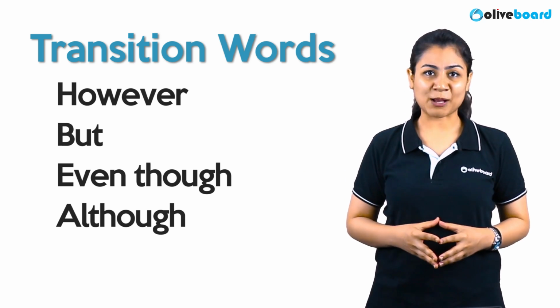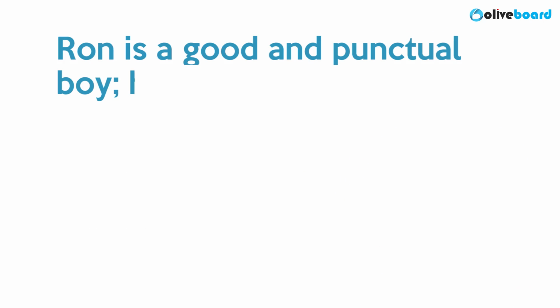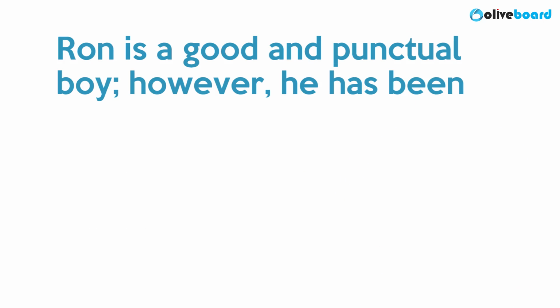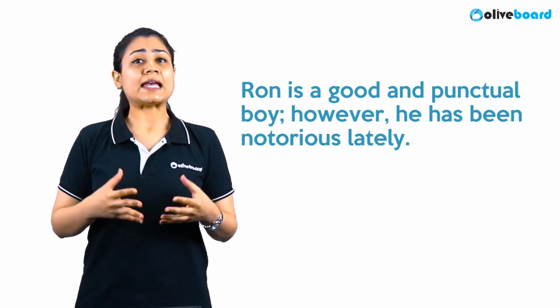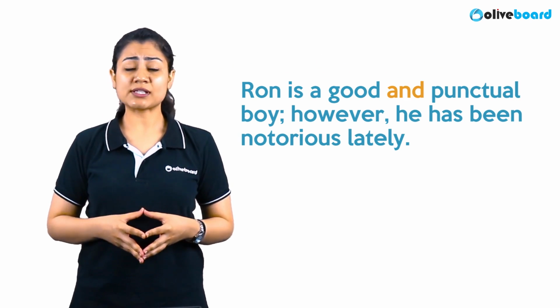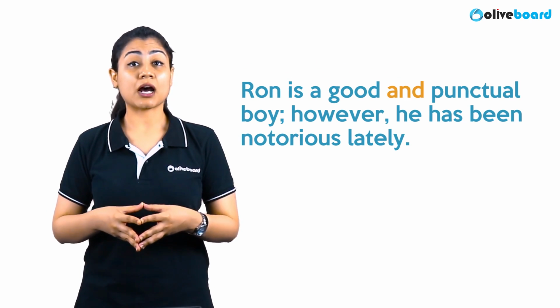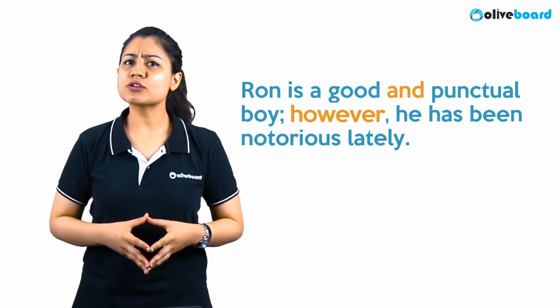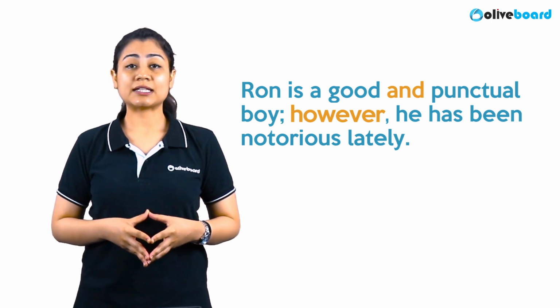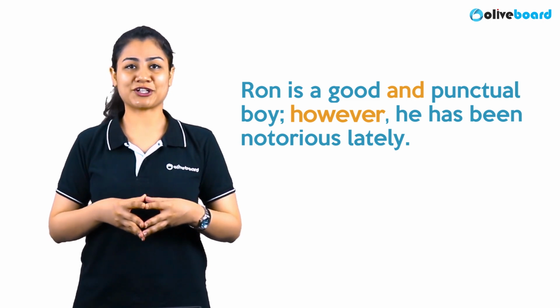Let us take a small example to understand this. Ron is a good and punctual boy. However, he has been notorious lately. In this example, "and" shows additionality, that there is an additional quality to Ron. However, the word "however" shows that there is a change of tone, that we are mentioning a slight contradiction.